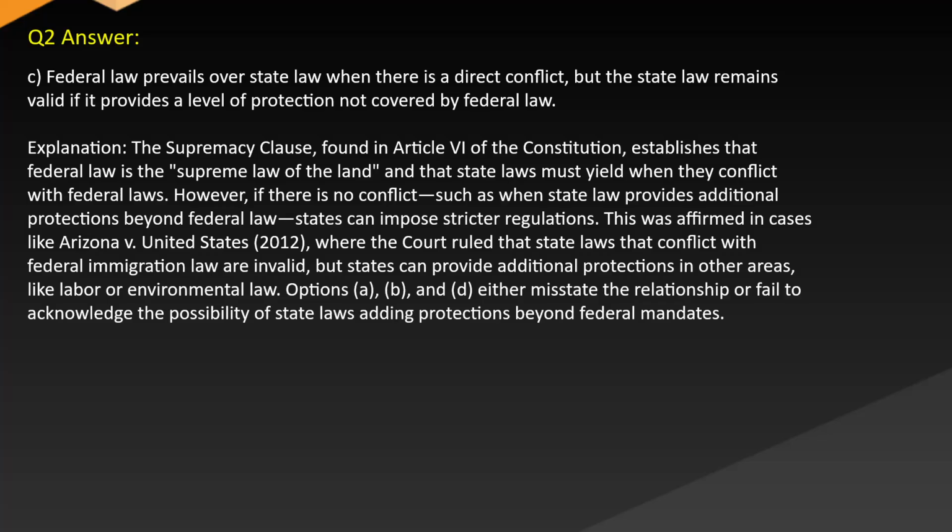Explanation. The Supremacy Clause, found in Article VI of the Constitution, establishes that federal law is the supreme law of the land and that state laws must yield when they conflict with federal laws. However, if there is no conflict, such as when state law adds protections beyond federal law, the states can impose stricter regulations. This was affirmed in cases like Arizona v. United States, 2012, where the court ruled that state laws that conflict with federal immigration law are invalid, but states can provide additional protections in other areas like labor or environmental law. Options A, B, and D either misstate the relationship or fail to acknowledge the possibility of state laws adding protections beyond federal mandates. Question 3.